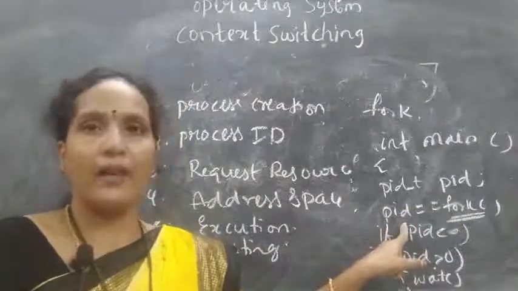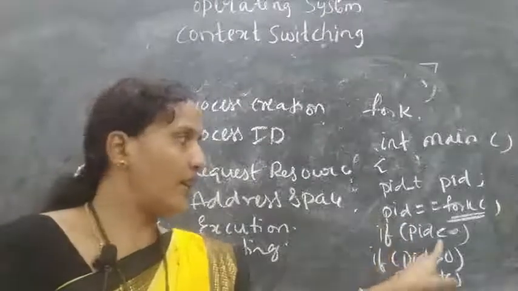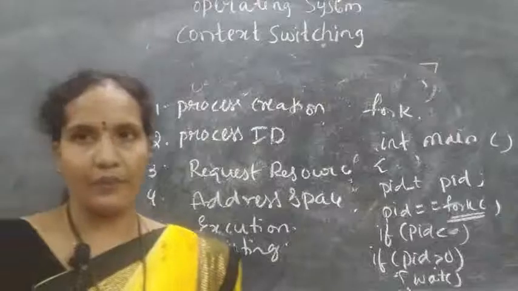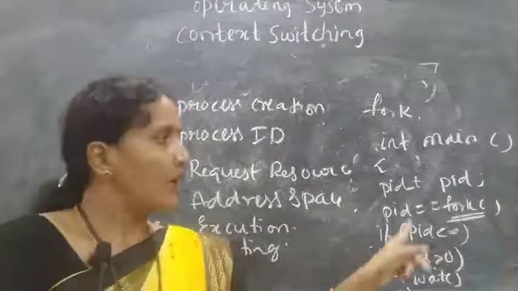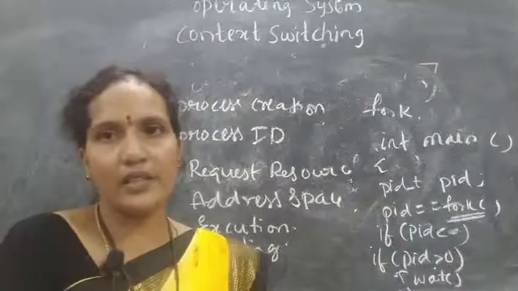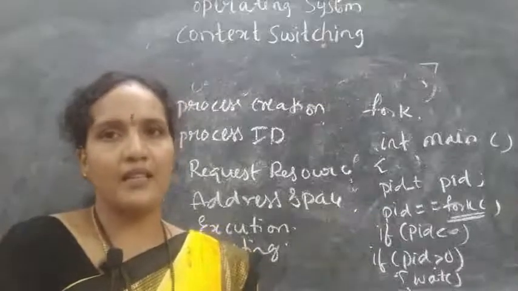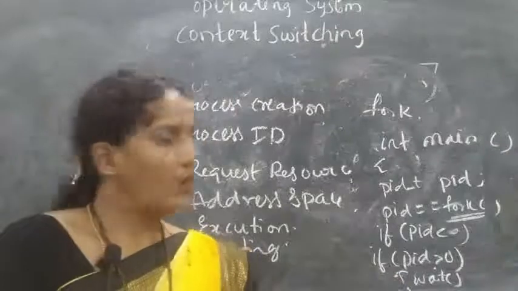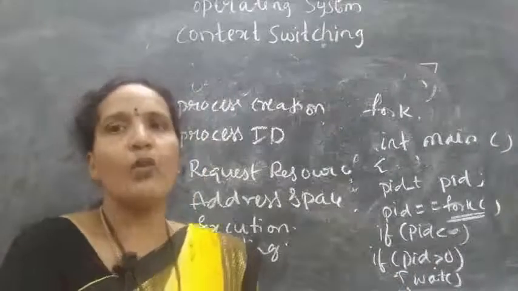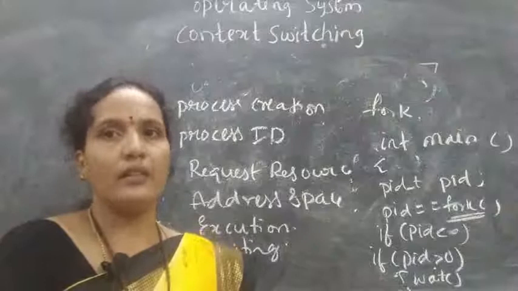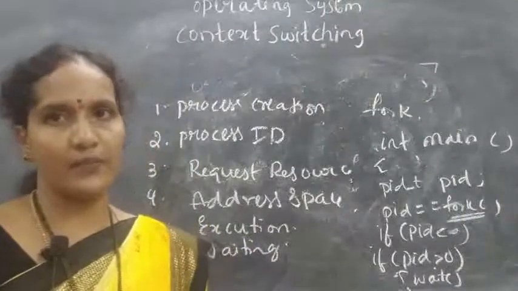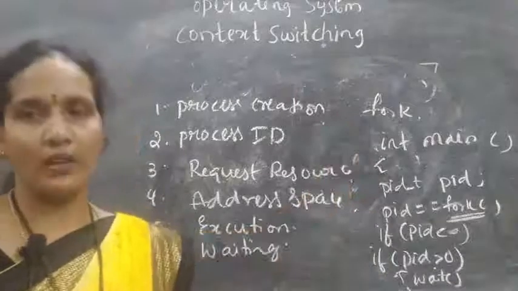So now I am comparing this PID. If PID is less than 0, always PIDs are integers only, positive numbers only. If it is less than 0, it means the child has not been created, some interrupt has occurred. Now, if it equals 0, the child is created. If it is greater than 0, more number of children are there, then the parent process should wait till the execution of the child process. This is actually about the fork.